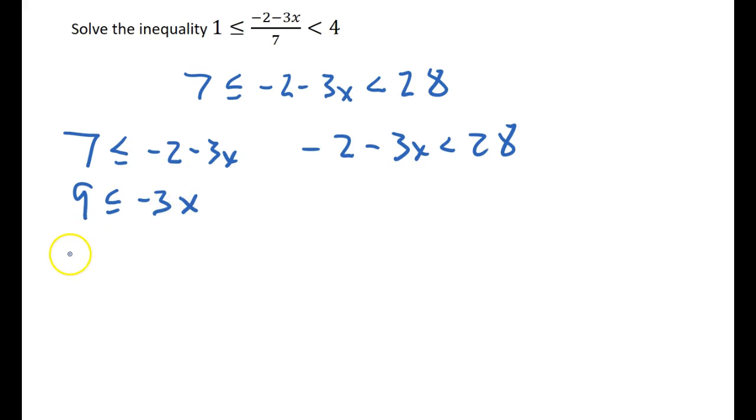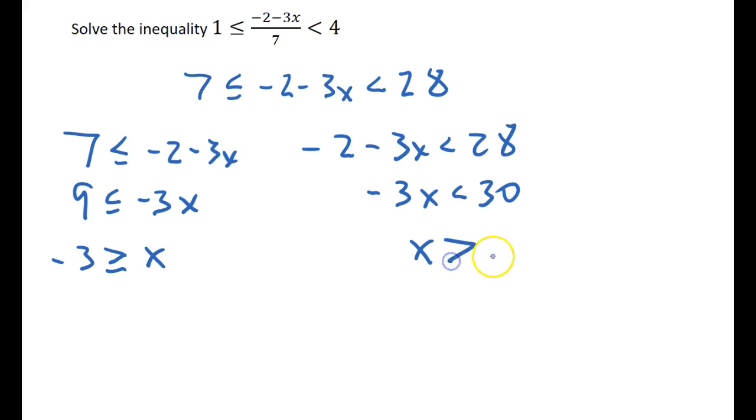And we're dividing by negative numbers, so I'm going to switch the inequality. So -3 is greater than or equal to x over here. I'm adding 2 to both sides, so I get 30. X is greater than, we're switching it because we're dividing by a negative, greater than -10. So when we write inequalities, we always go from the least to the greatest. So -10 is the least term, so -10 is less than x is less than or equal to -3.